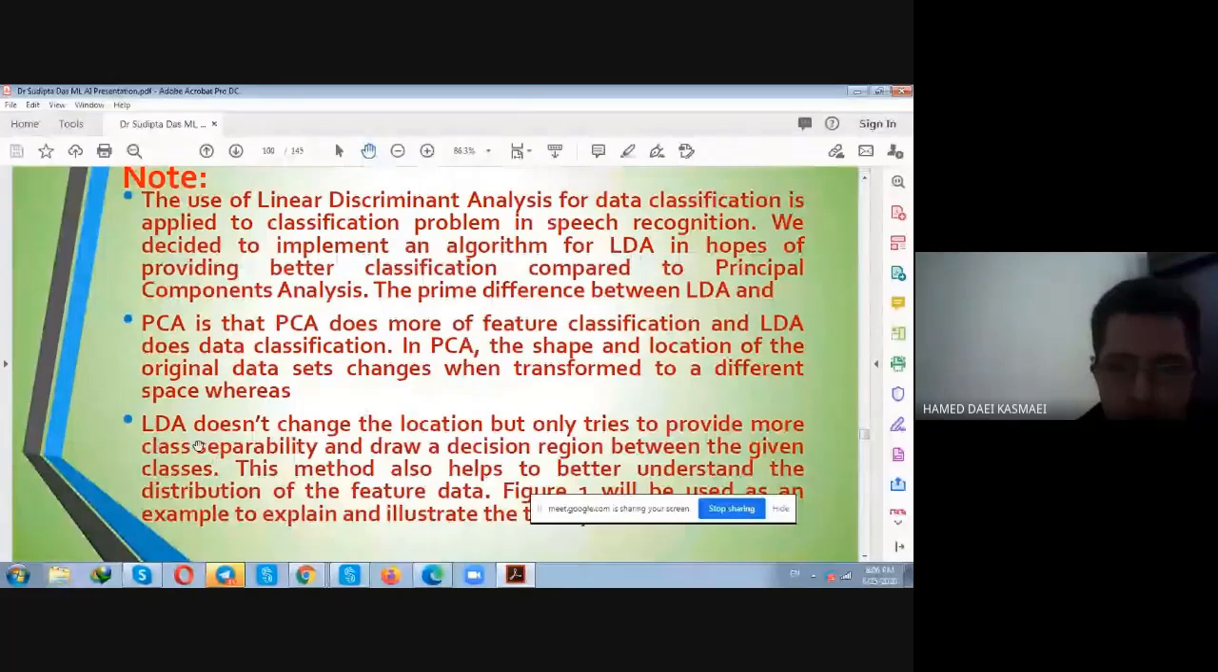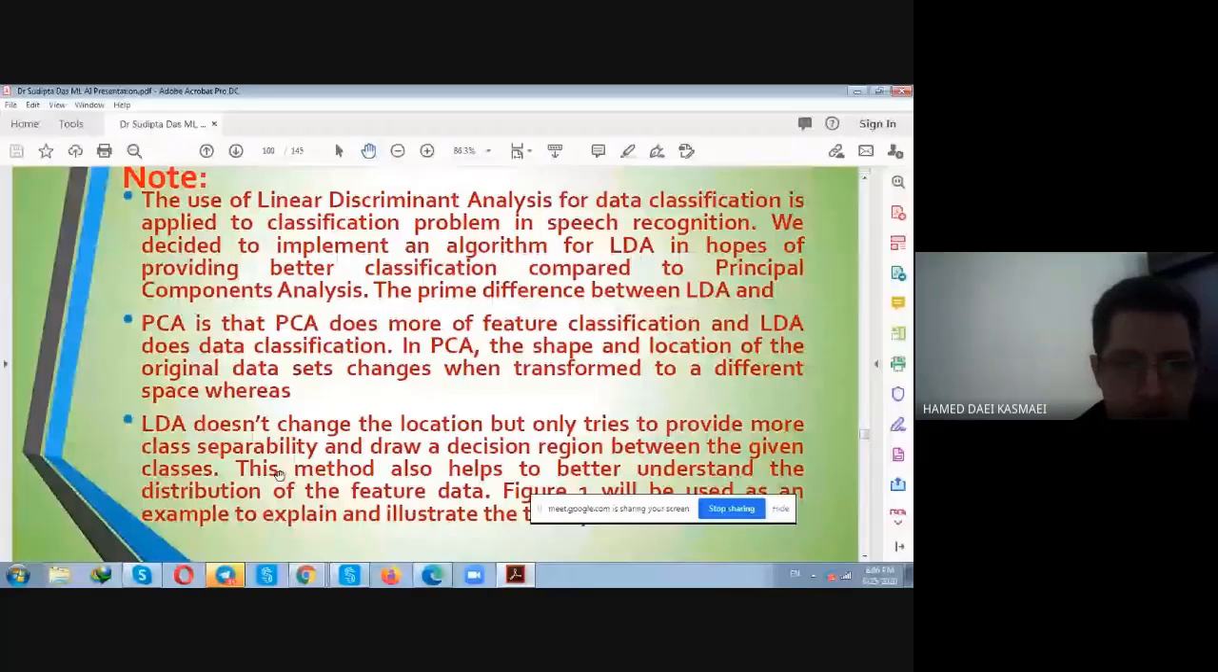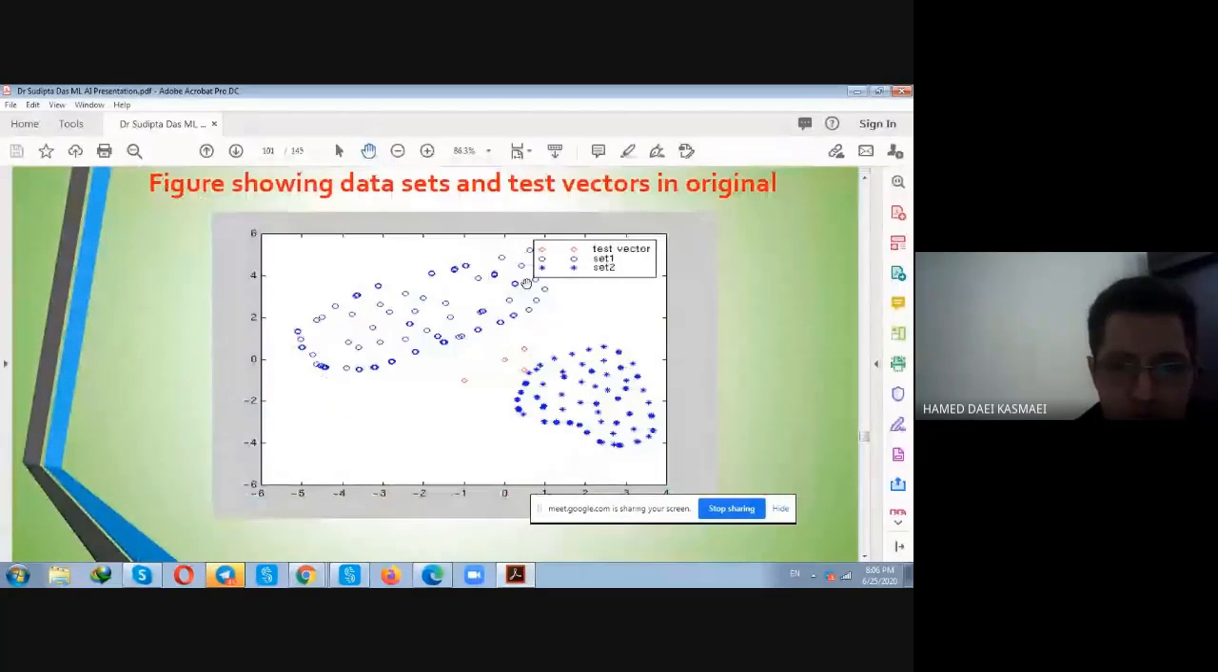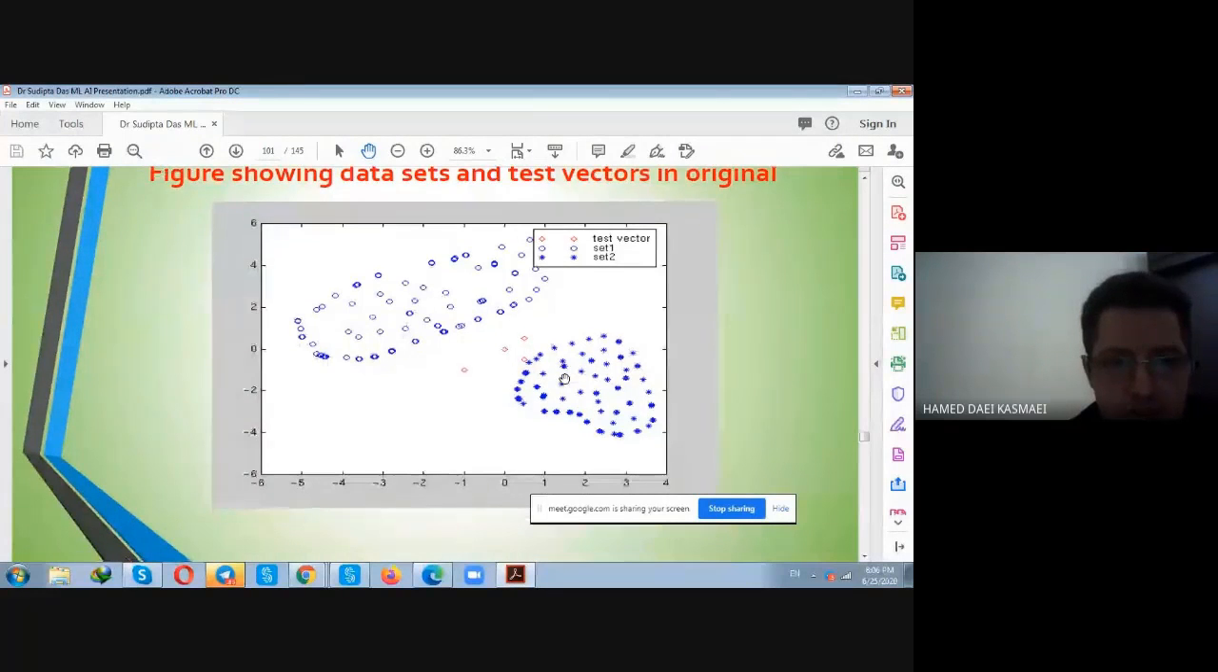And LDA doesn't change the location, but only tries to provide more class separability and draw a decision region between the given classes, as I told you. It is for better understanding the distribution of feature data. As you see here, this is a partition between these classified data, showing the data set and test vector in the original. So set 1 is this and set 2 is this, and this is the partition between the two. These are independent, not dependent on each other. Okay, feature extraction.